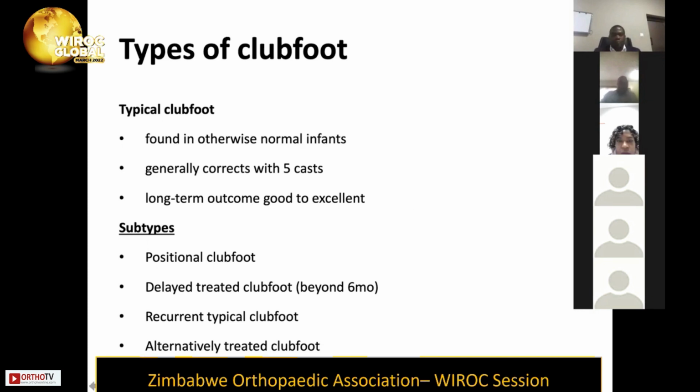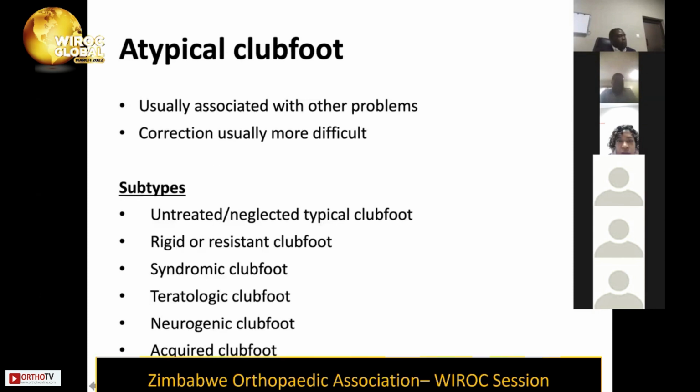Then recurrent typical clubfoot occurs when the typical clubfoot is treated, but then there are relapses. The relapses can be due to incorrect or improper technique in the Ponseti management, or incorrect bracing, as we shall discuss later. Then alternatively treated clubfoot: other methods could have been used that are apart from the Ponseti, maybe surgical or other methods like the French or the Kite.